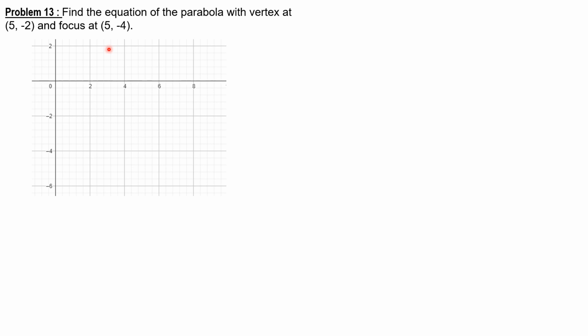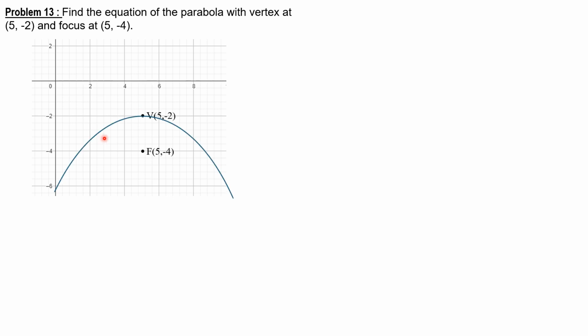Problem 13. Find the equation of the parabola with vertex at (5, -2) and focus at (5, -4). So to help analyze the situation, let's plot the vertex and the focus and anticipate the standard equation of the parabola. This is the vertex (5, -2), focus (5, -4), which is below. So the parabola is open downward.